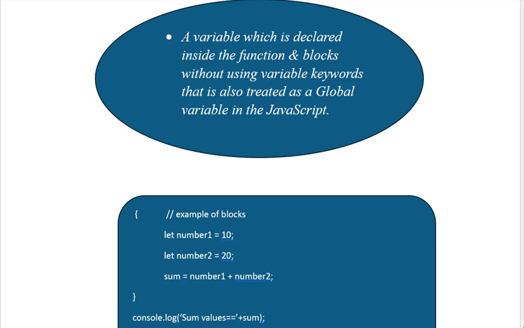So hello everyone. In this video we are going to talk about a variable which we declared inside the block or inside the function without variable keywords like var, let and const, and that is treated as a global variable. In the previous video we discussed the global variable and a little bit about the variable that can be declared without a variable keyword.